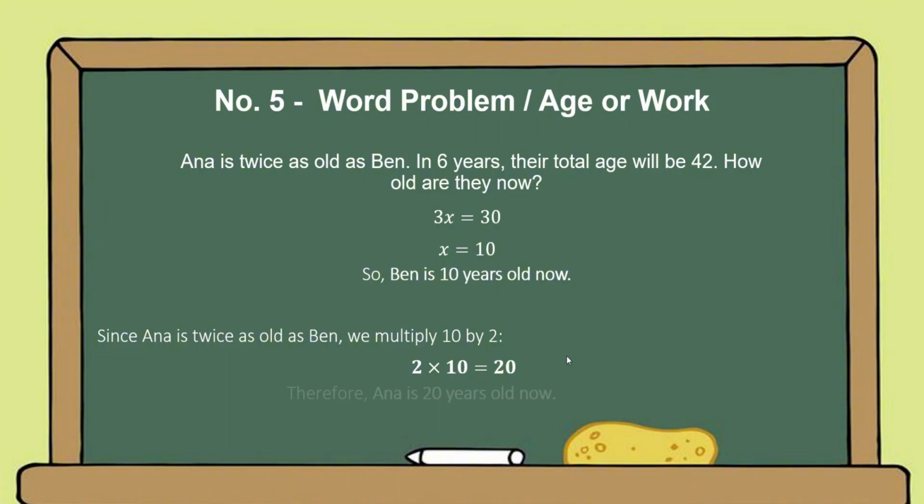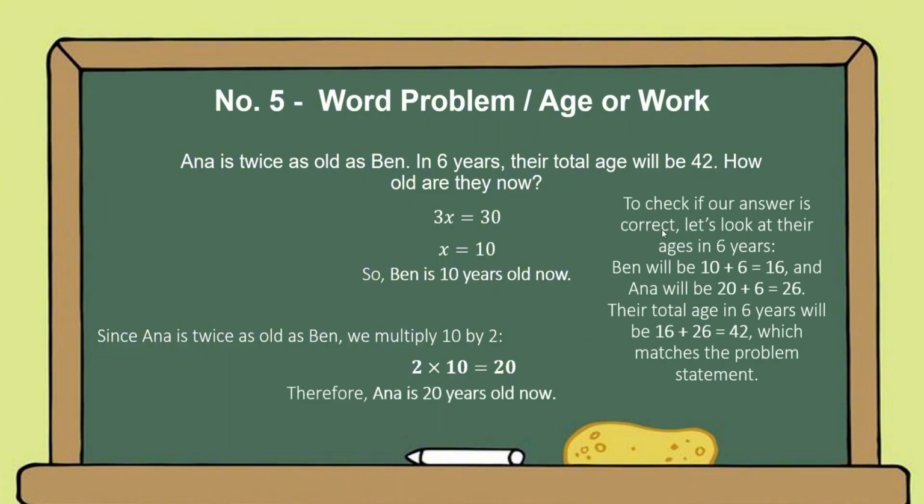To check if our answer is correct, let's look at their ages in 6 years. Ben will be 10 plus 6 equals 16, and Anna will be 20 plus 6 equals 26. Their total age in 6 years will be 16 plus 26 equals 42, which matches the problem statement.